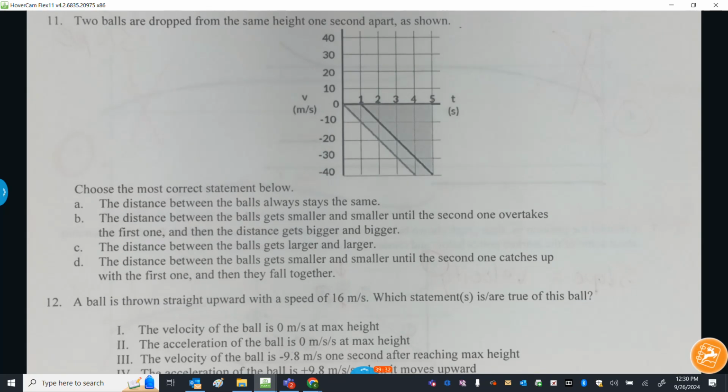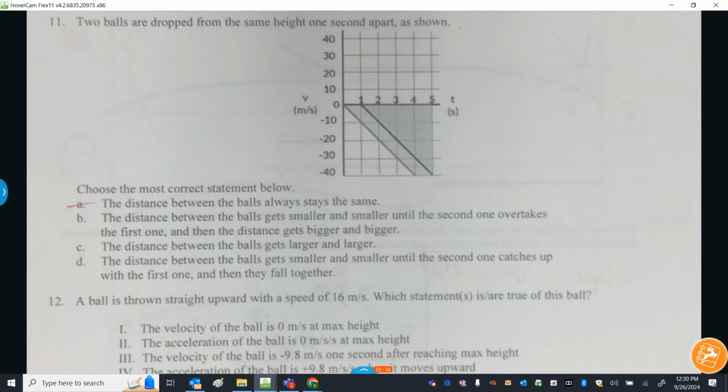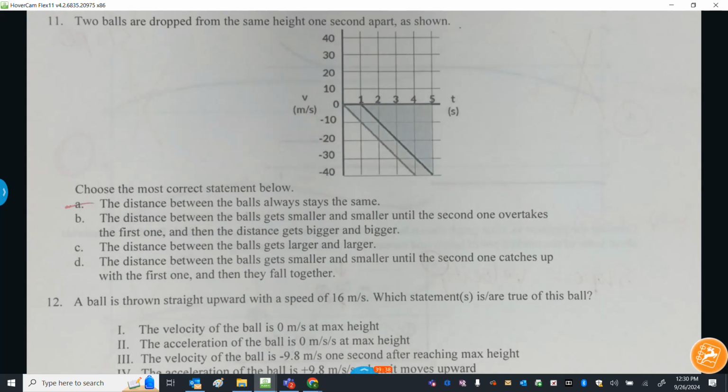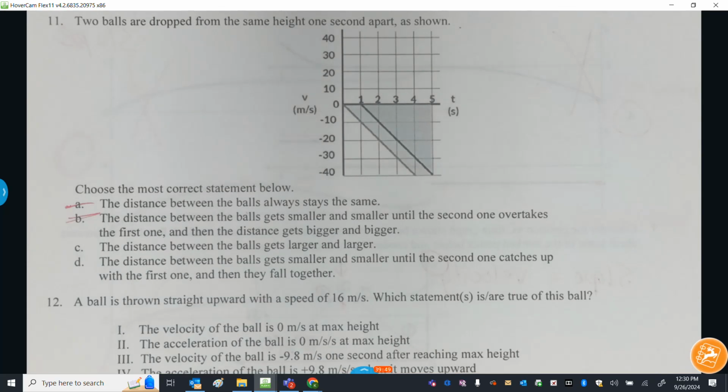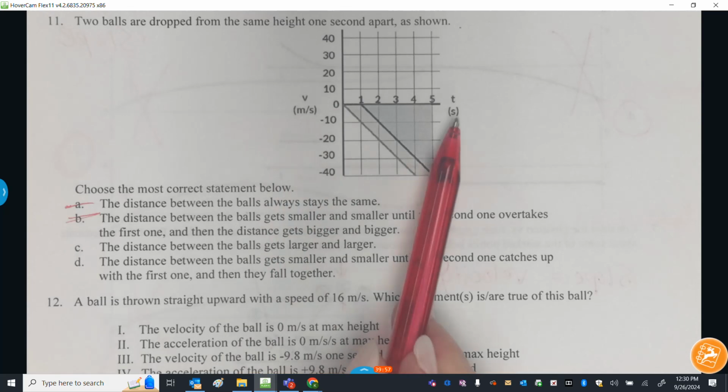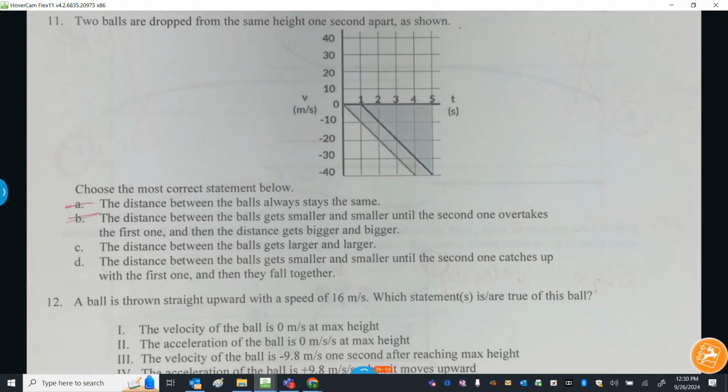So let's talk about how we do actually answer this question, because it's not A, and I'll prove it to you in a second. If we look at B, the distance gets smaller and smaller until the second one overtakes the first one. That doesn't even make sense. They're both going to be falling at the same rate, so that would not happen. Let's look at C. The distance gets larger and larger. We can prove that by looking at this, because on a velocity time graph, your area is your displacement. So all we have to do is look.